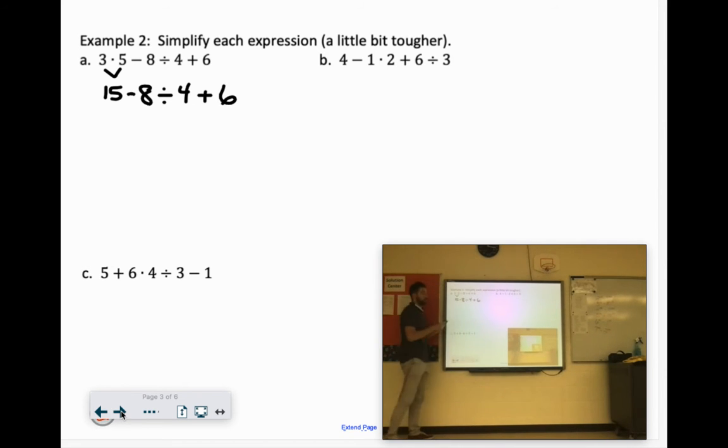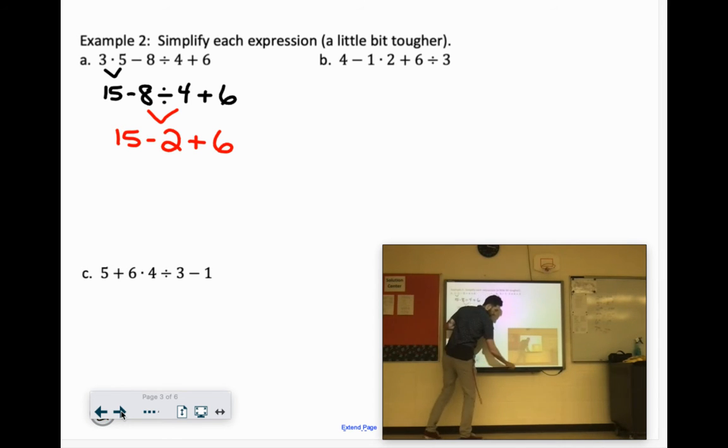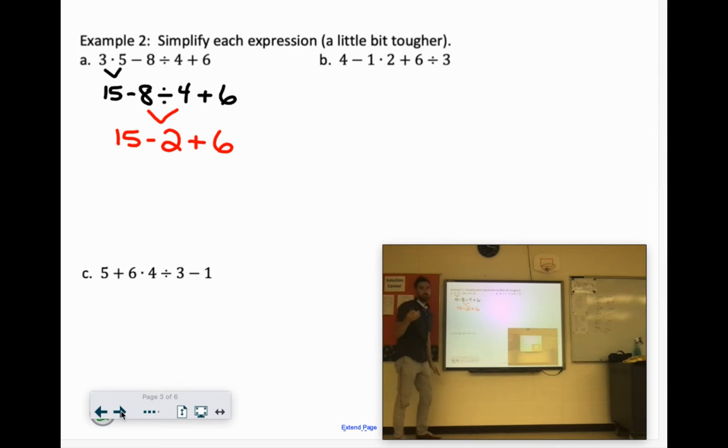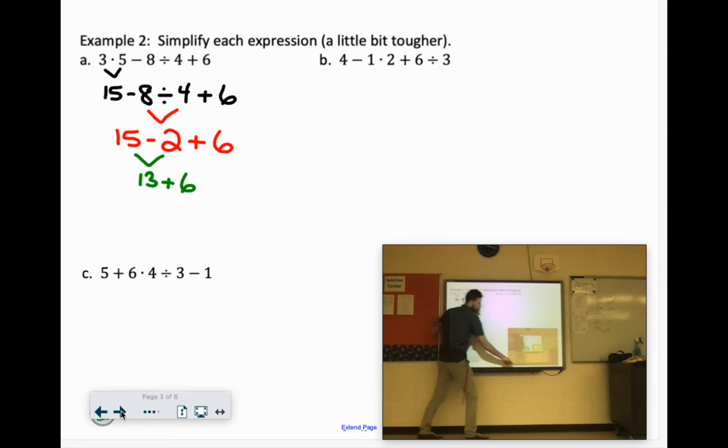Do we still have multiplication or division? Yes, we have division. 8 divided by 4 is 2. So we have 15 minus 2 plus 6. We don't have any more multiplication and division, so then we go to addition and subtraction. We start on the left and go to the right. 15 minus 2 is 13. And then we have 13 plus 6 is 19.